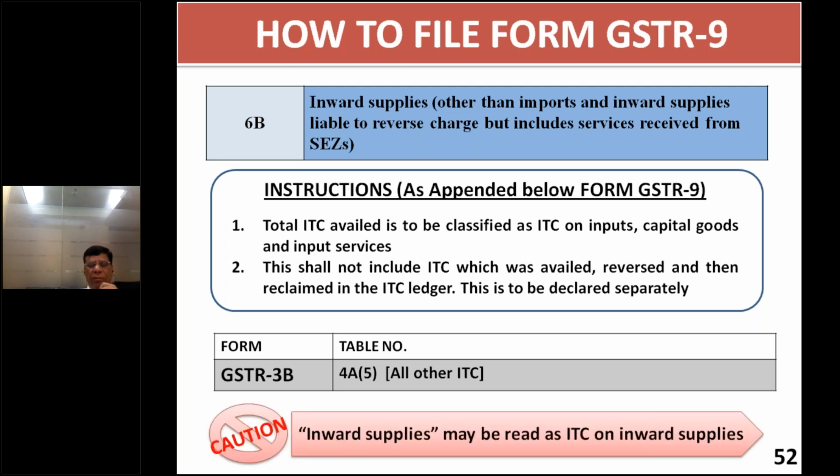Caution: inward supplies may be read as ITC on inward supplies. The very title of this subtable 6B is inward supplies other than so. So that particular title we have to read as ITC on inward supplies. We are not supposed to give the details of inward supplies or purchases here. We are supposed to restrict ourselves only to the extent of ITC on those inward supplies being claimed by us in Form GSTR 2.